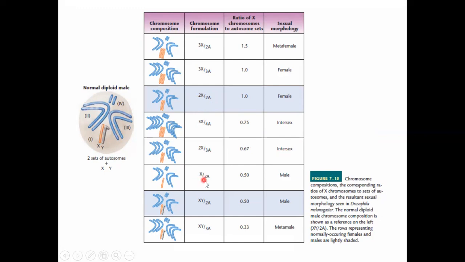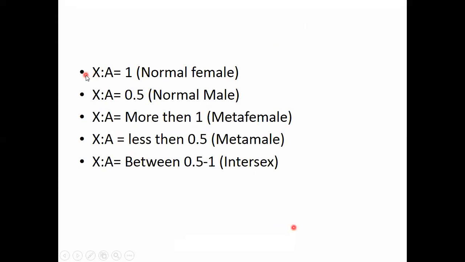If one X chromosome is present along with two autosomal sets, then the ratio is 0.5 and the sex of the Drosophila is male. Similarly, if XY are present along with two autosomal sets, so one X and two autosomal sets are there, the answer is 0.5 and the sex is male. And if XY is present along with three autosomal sets, the answer is 0.33 and the sex of the Drosophila is meta male.